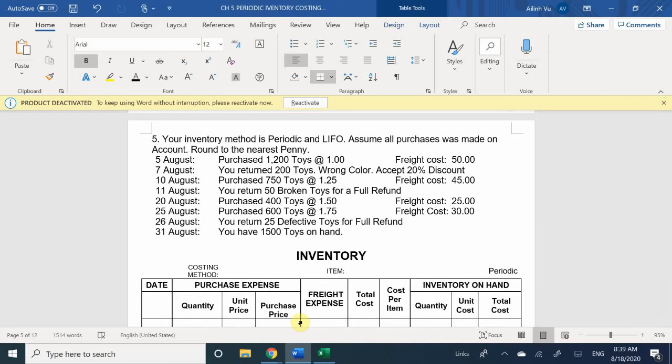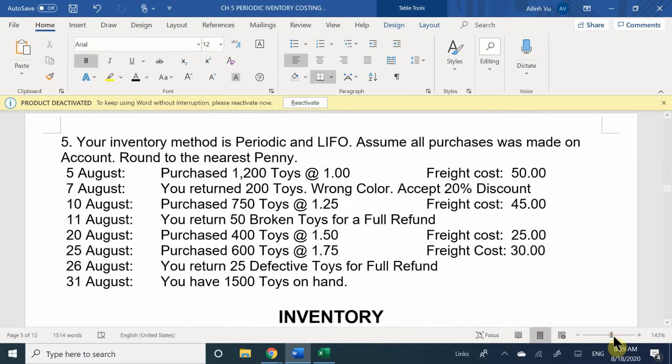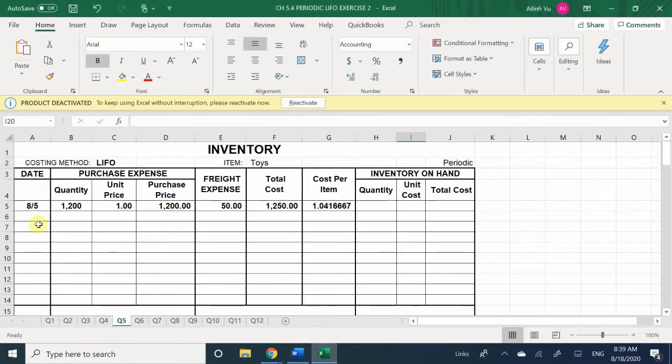How many items? Is that big enough for everyone? Is that a little better? So we got 750. What was the date again? August 10. We have 750 at $1.25.